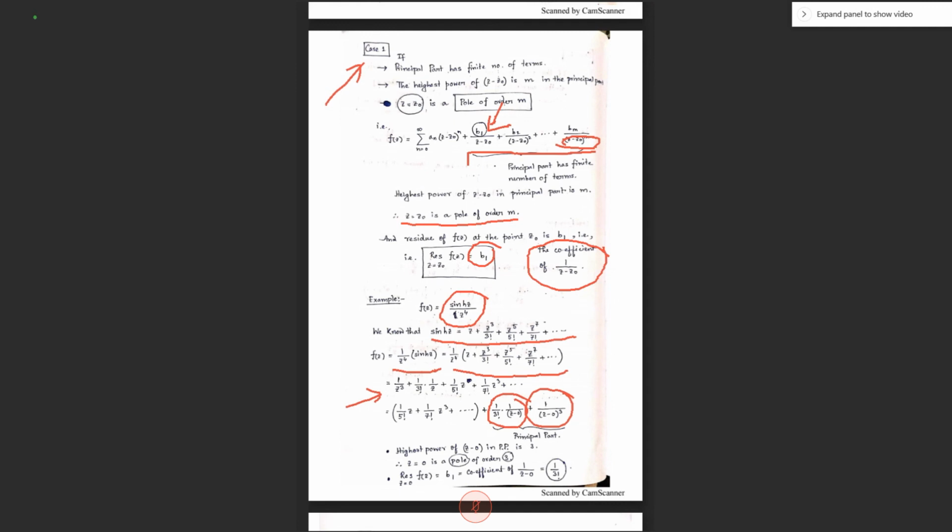Now what is the order of this pole? The highest power of 1 by z minus 0 in this principal part is 3. So z equal to 0 is a pole of order 3. The residue of f(z) at z equal to 0 is b1, the coefficient of 1 by z minus 0, which is 1 by factorial 3. So the residue of f(z) at z equal to 0 is 1 by factorial 3.